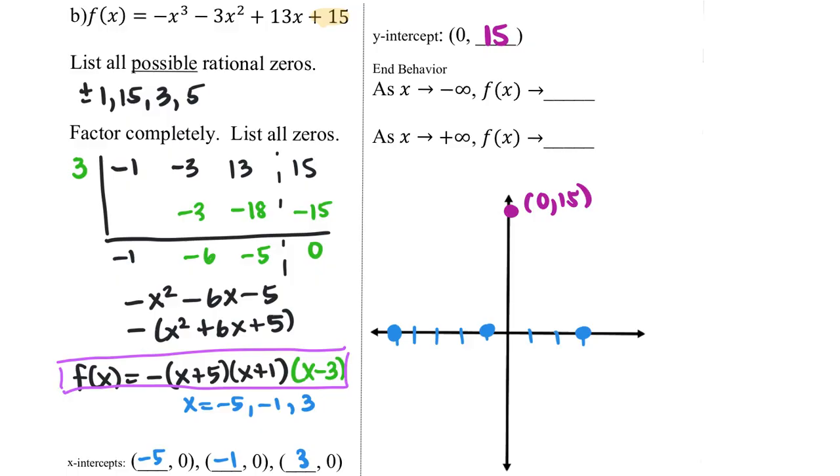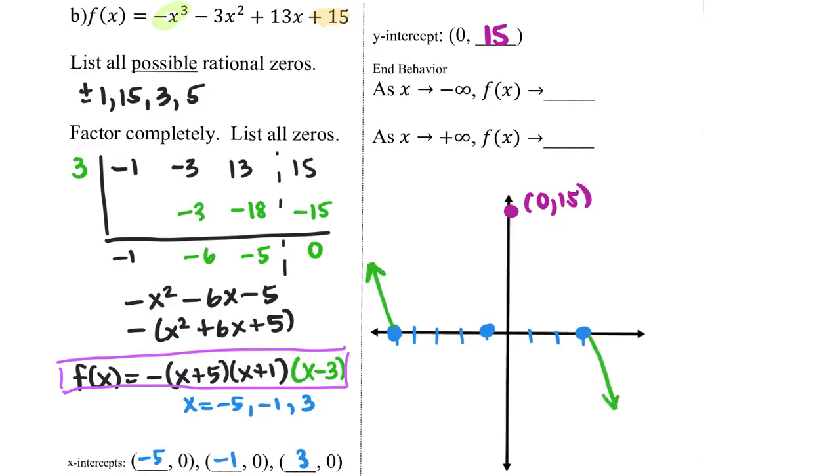Okay, let me just check my end behavior. For end behavior, I check the leading coefficient, or the leading term. So the leading term is negative x cubed. It is odd, so one side's up and one side's down. Since it's negative, it's going to go down on the right and up on the left.